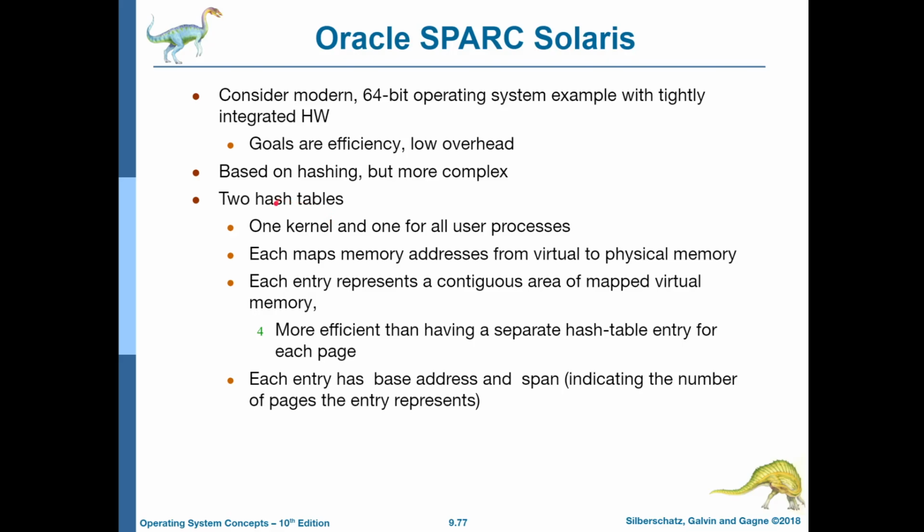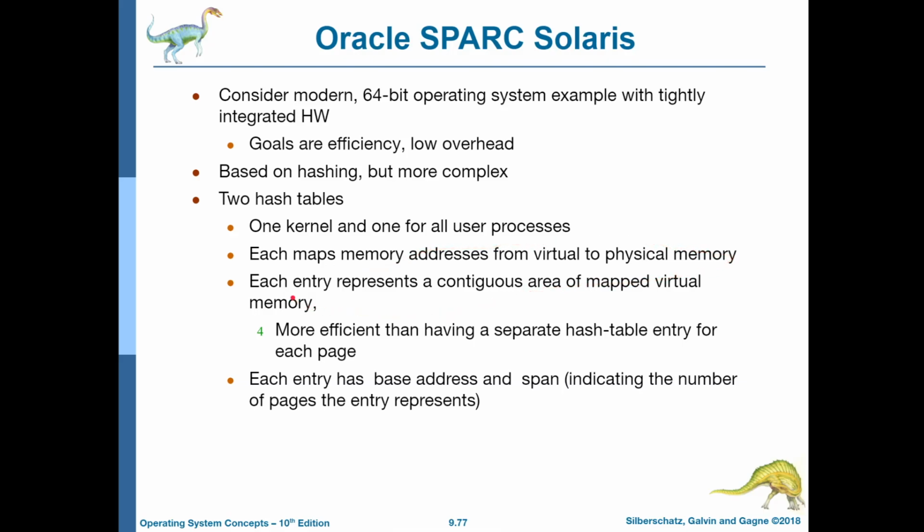It uses two hash tables. There is one hash table for the kernel and one hash table for all the user processes. So we have kind of an inverted page table system where we're using hashing instead of just simply doing a direct lookup. Each of these tables maps the logical memory addresses from virtual to physical memory.